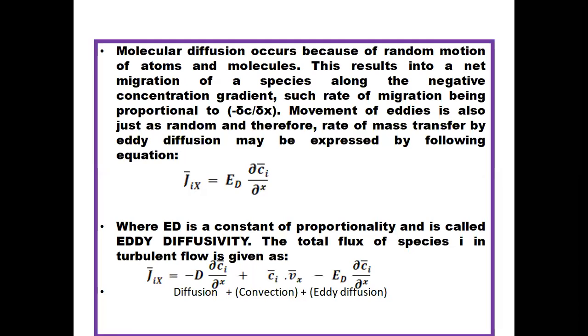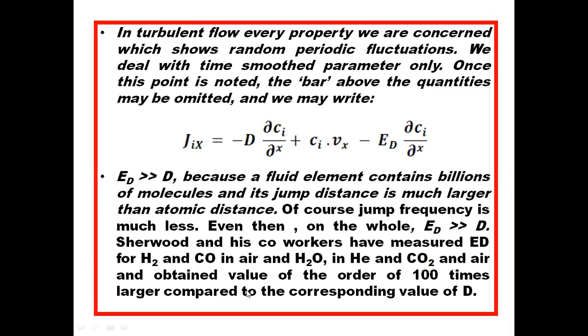Movement of eddies is also just as random, and therefore the rate of mass transfer by eddy diffusion may be expressed by the following equation: J_ix bar equals minus E_D d C_i bar/dx, where E_D is a constant of proportionality called eddy diffusivity. The total flux of species i in turbulent flow is given as J_ix bar equals minus D dC_i/dx plus C_i bar times V_ix bar minus E_D dC_i bar/dx. The first term is the diffusion, the second one is due to convection, and the third one is due to eddy diffusion. In turbulent flow, every property we are concerned with will show random periodic fluctuations.